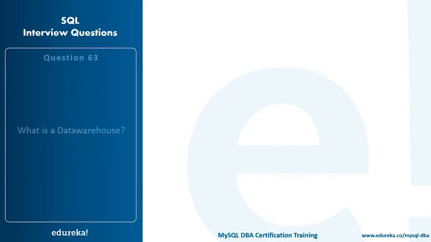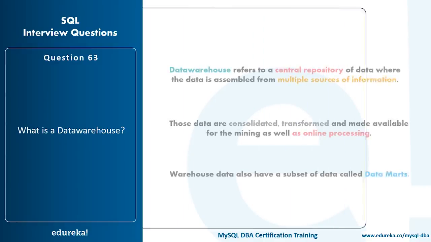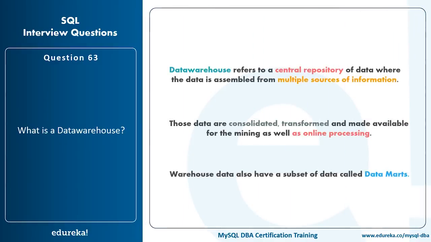Next, let's understand what is a data warehouse. Data warehouse refers to a central repository of data where the data is assembled from multiple sources of information. Those data are consolidated, transformed, and made available for mining as well as online processing. Warehouse data also has a subset of data called the data mart. So the data warehouse can be understood as a central repository of data where the data is assembled from multiple sources of information. So guys, that was about data warehouse.